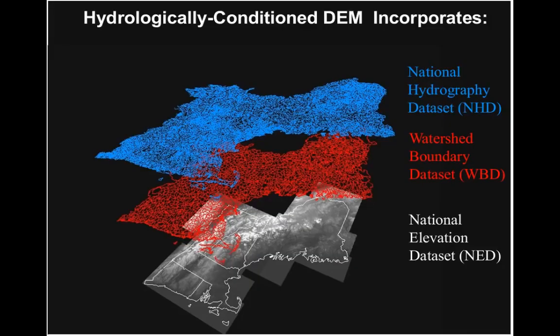So the way that we compute catchments is by combining the NHD streams and water bodies, the watershed boundaries, and elevation data. Exactly how we do that is a topic for another day. But for now, just understand that this process is the key to getting catchments in NHD Plus.